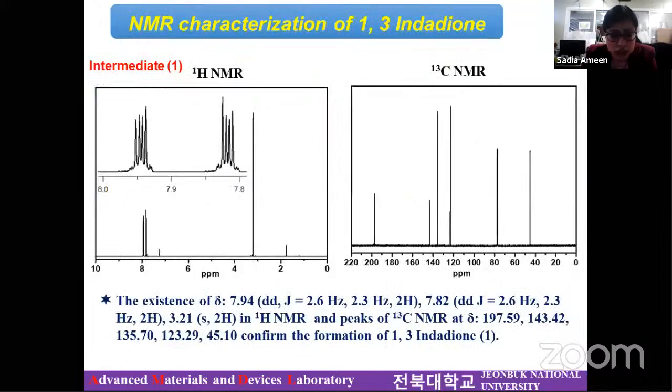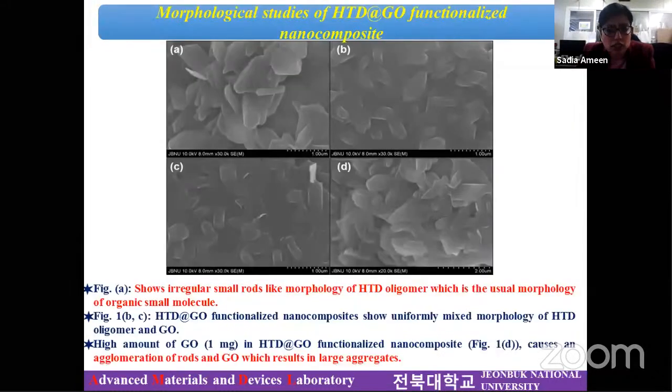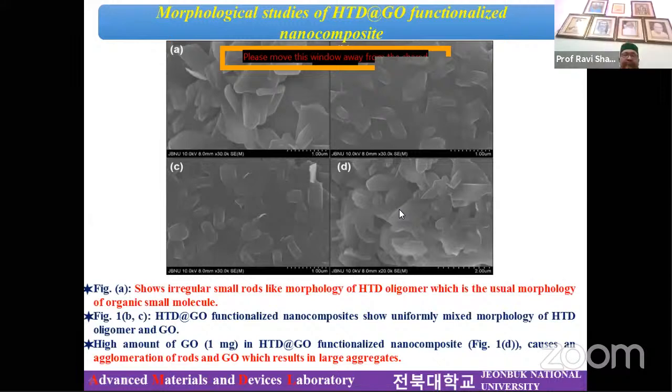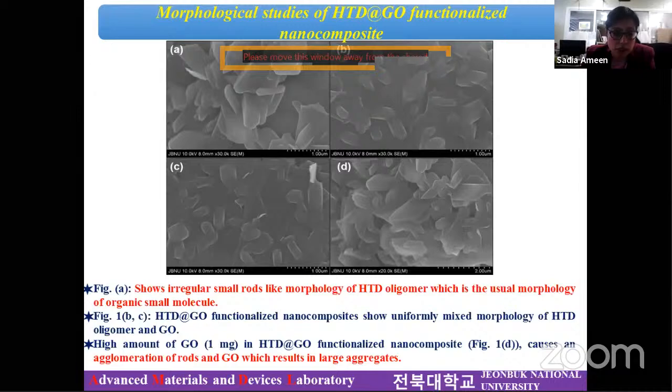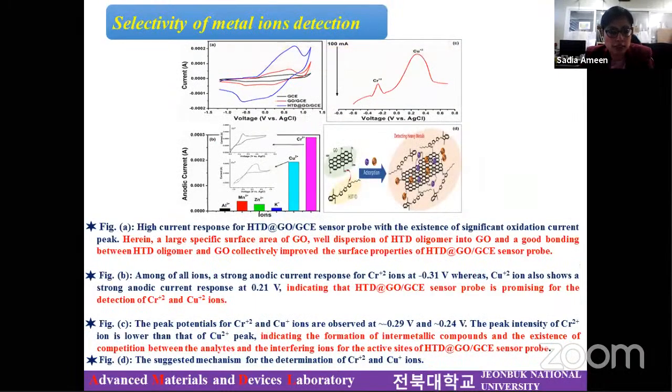Let me move it quickly. These are the characterizations, some of which I have already explained. And this is showing the physical morphological properties of the material, showing that when we have taken the nanocomposite in 1:2 ratio, it is very much promising, as when we have increased the composition of graphene oxide in the nanocomposite film, it somehow shows an aggregated morphology, which definitely would not be favorable for the sensor purposes.